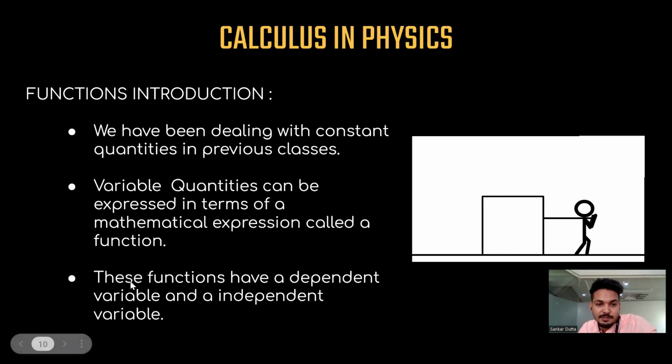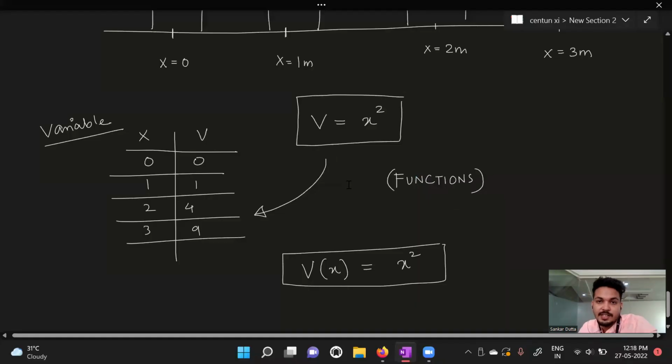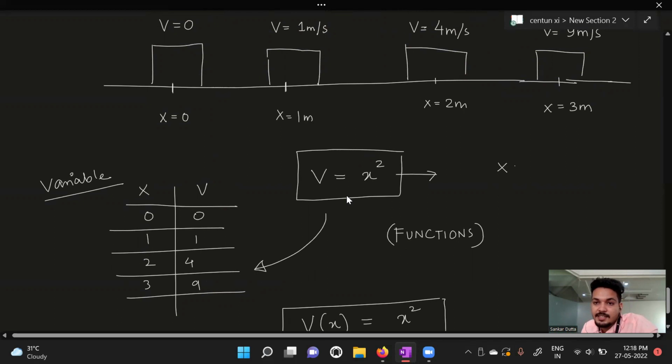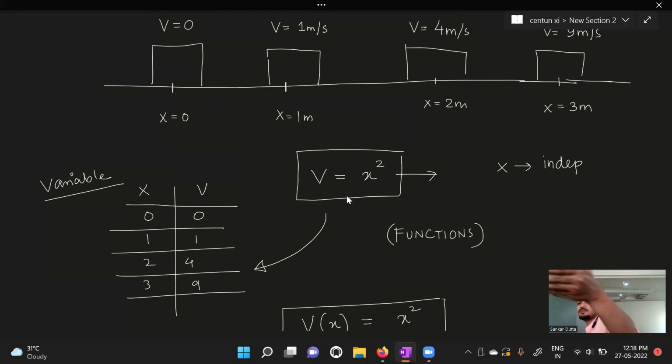Okay, one more statement here. These functions have a dependent variable and an independent variable. What does this mean? This means that in this particular scenario, in the example that we took, x is the independent variable, because x is increasing 0, 1, 2, 3, and based on this x, velocity is changing. So x is the independent variable, and v is the dependent variable. Why is it dependent? It is dependent on x. The dependent variable is dependent on the independent variable.